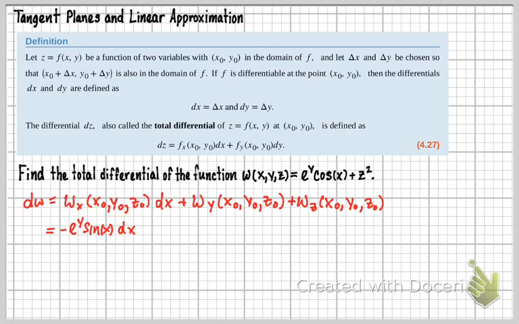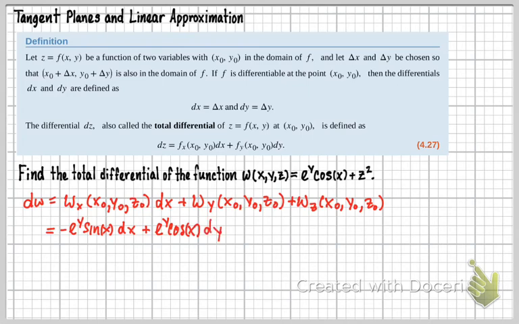Okay, now we're going to do the next one. So plus, now w_y. So now we're taking the derivative of w with respect to y. So again, this is going to zero out because that's just a constant, because it's with respect to y, not z. And the derivative of e to the y is e to the y. Cosine of x is going along for the ride, simply because it doesn't have a y in it. So that's just cosine of x. Okay, and that would be dy.